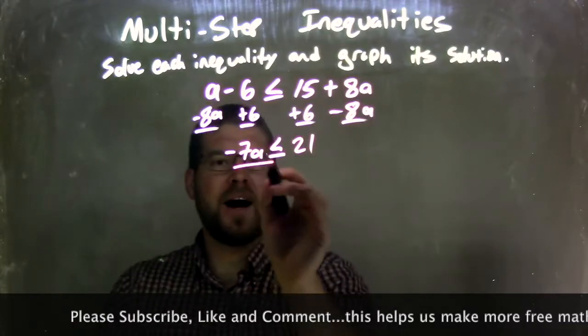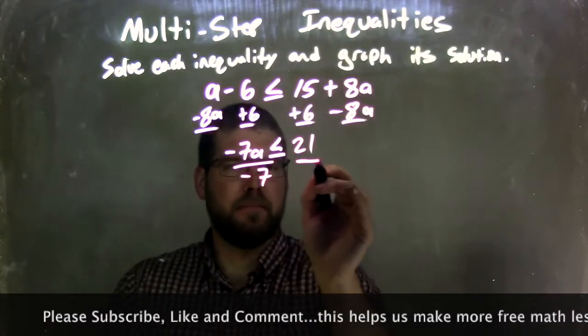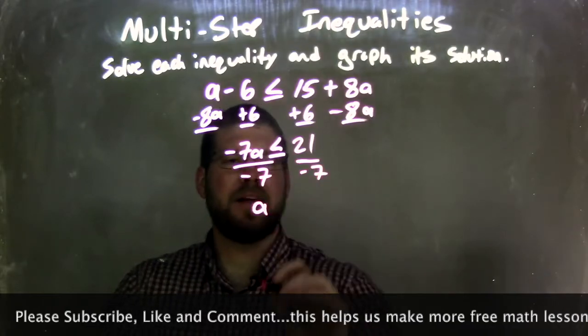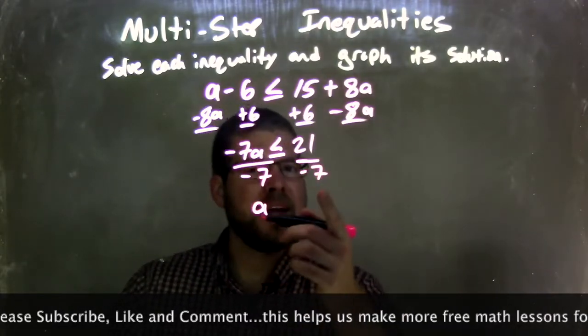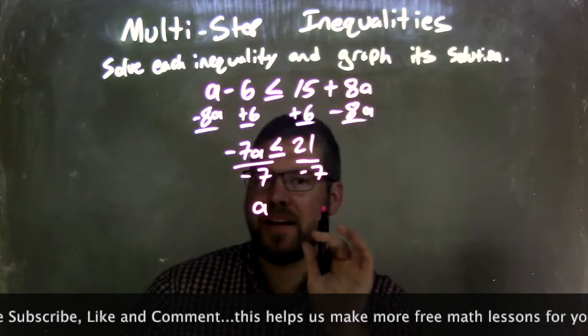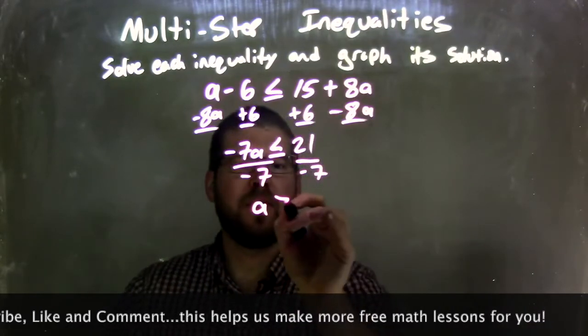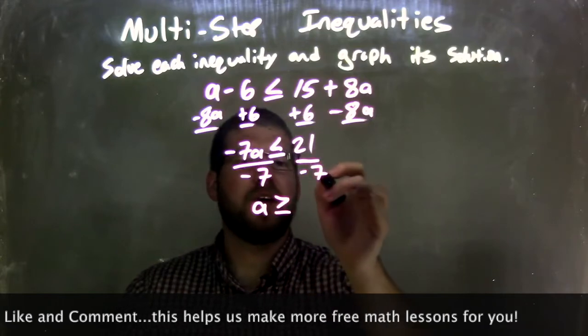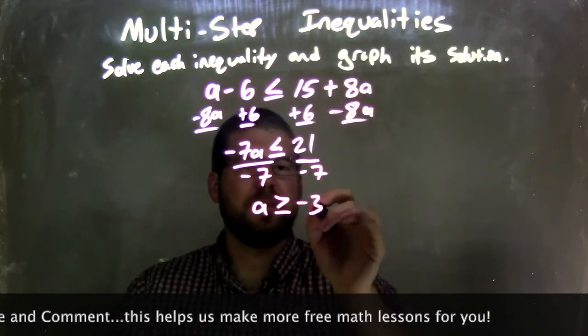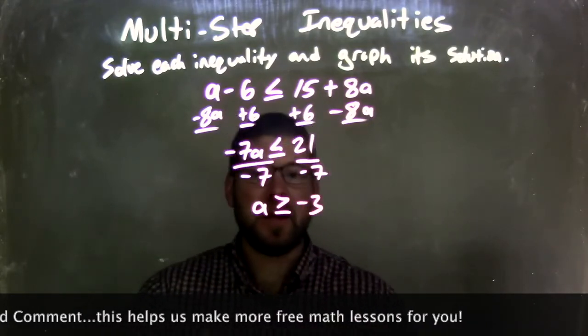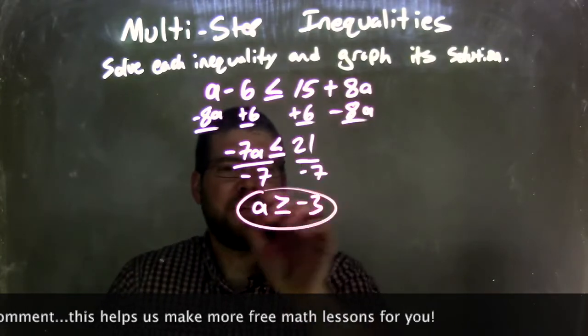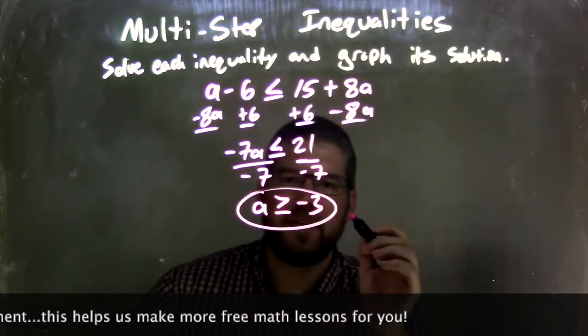Okay? Well, now I need to get a by itself. So I'm going to divide by negative 7 on both sides. Now, since I divided by a negative, the inequality needs to flip from a less than or equal to sign to a greater than or equal to sign. So we have greater than or equal to 21 divided by negative 7 is negative 3. Positive divided by negative is a negative. And now we have a isolated, and that's it. a is greater than or equal to negative 3.